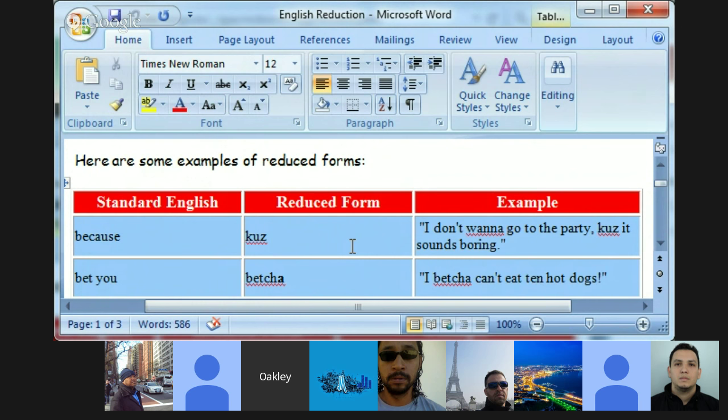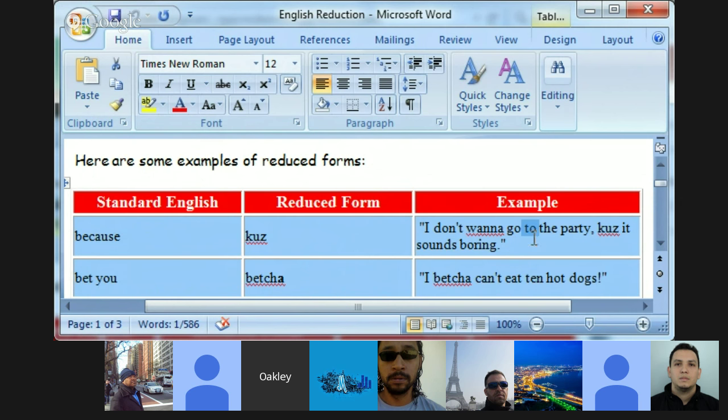All right. So "to" there. I don't want to go to the party. "Go to," again, reduced, is another one. In the same way, "to" becomes "da." I don't want to go to this party. Notice my pronunciation. I'm an American.